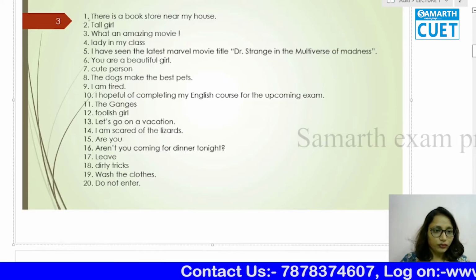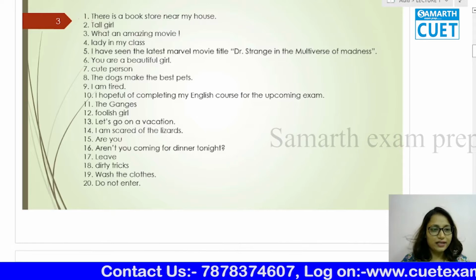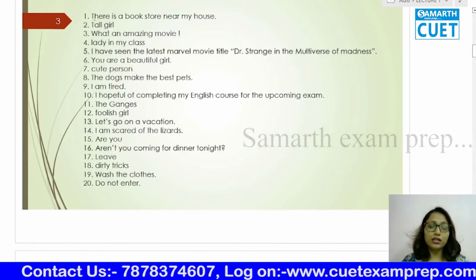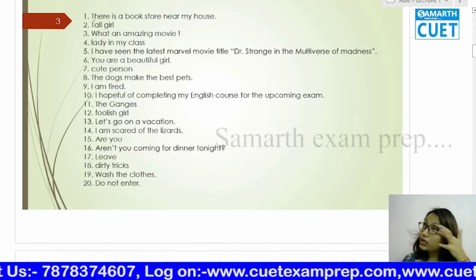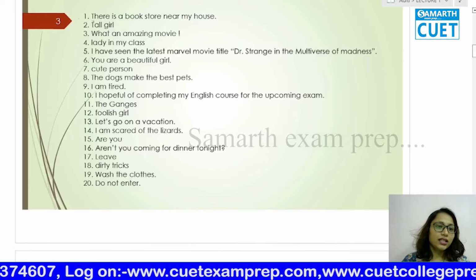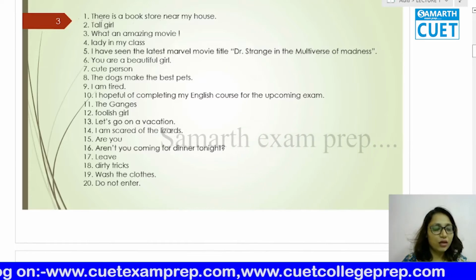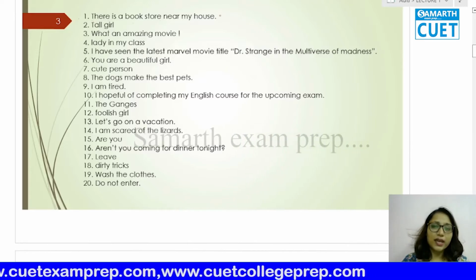So the first one, something that is given to me, is it a sentence or not? Let's discuss. There is a bookstore near my house. Is it making a sense?